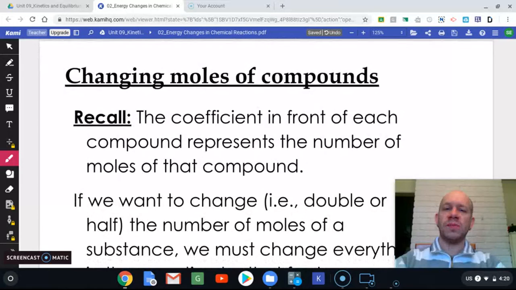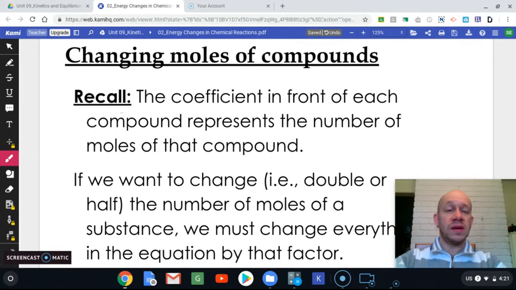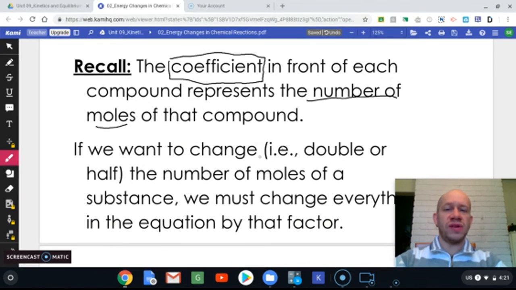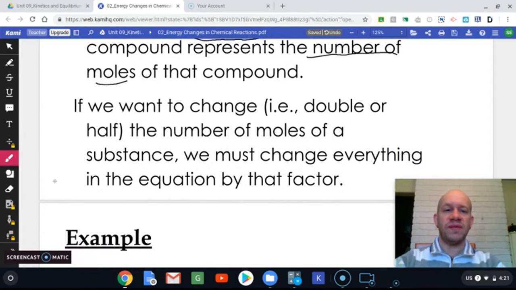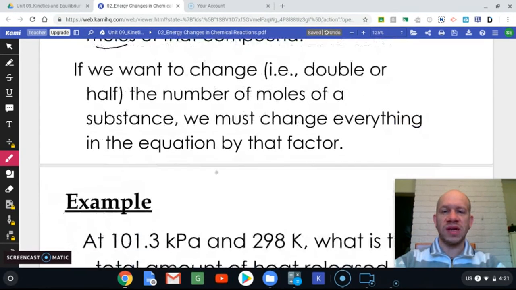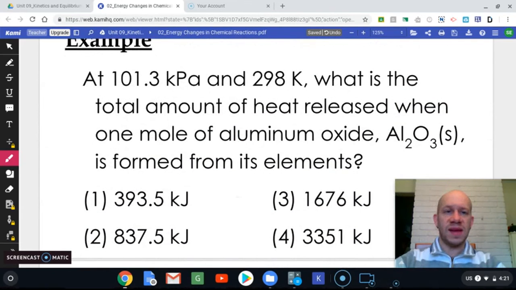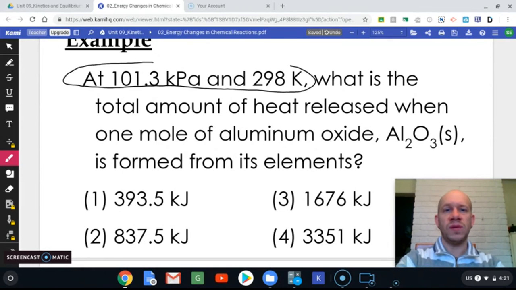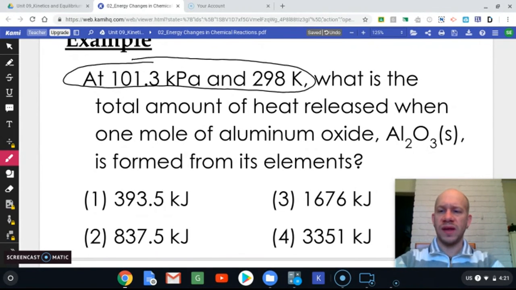If I change the moles of the compounds, recall the coefficient in front of each compound represents the number of moles of that compound. If we want to change, for example, double or half, the number of moles of a substance, we must change everything in the equation by that factor, including the heat. So for example, at 101.3 kilopascals and 298 Kelvin, don't let this confuse you. If you look at the top of Table I, you'll see those values there.